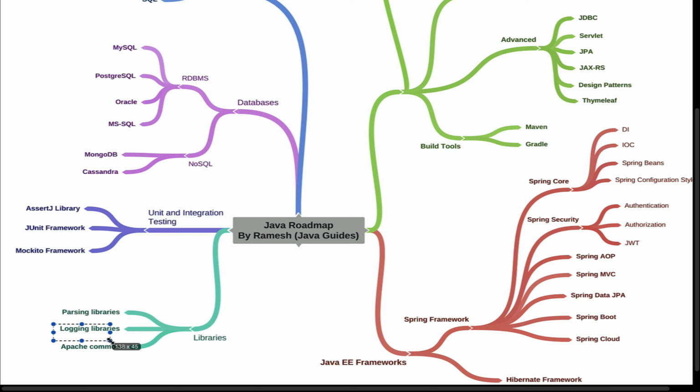Okay, and logging libraries. Well, log4j and logback are the popular logging libraries, so go ahead and check out these logging libraries. And Apache Commons. So Apache Commons libraries are very handy and useful as utility APIs and utility classes. Okay, so as a Java programmer, it is good to know these commonly used Java libraries.